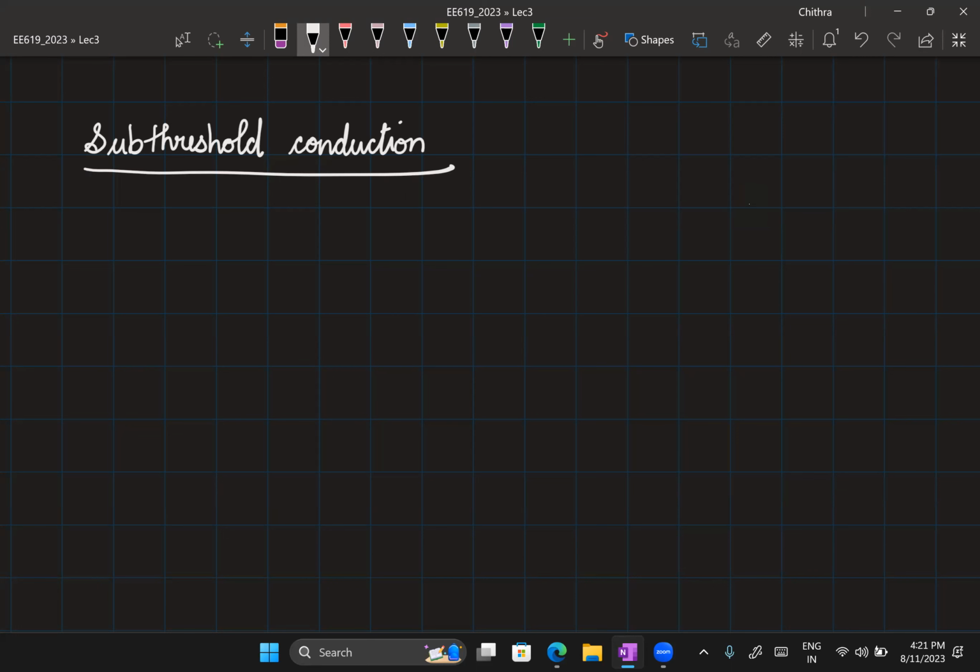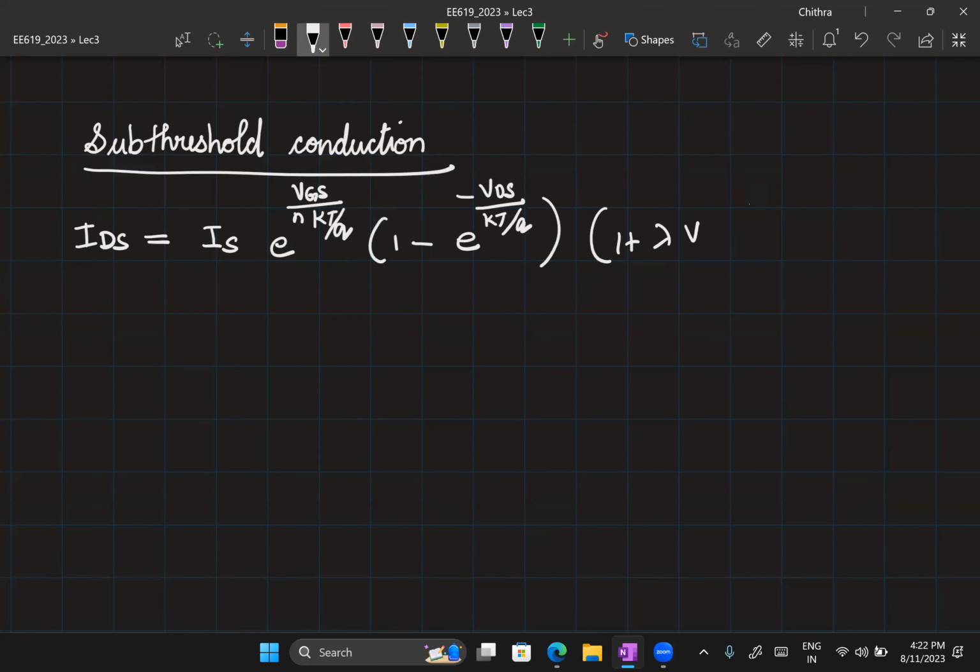There is an inversion layer. If you apply a lateral electric field, you will get a current. Just that the value of the current will be negligible. So this current is given by the equation: IDS is equal to IS into e power VGS by n times KT by Q, into 1 minus e power minus VDS by KT by Q, into 1 plus lambda VDS.